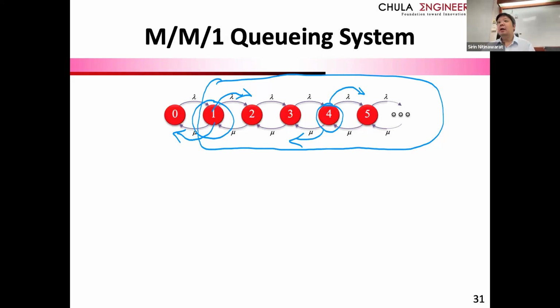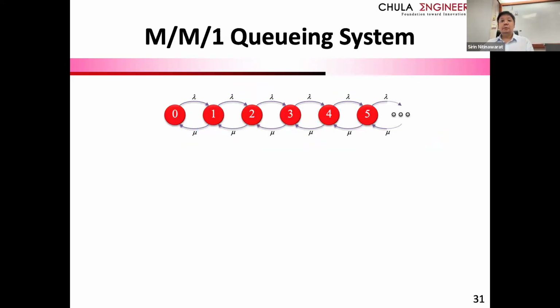For state 0, of course, because you already start off empty, you cannot go down any further. So you can only go up, and that happens with rate lambda.